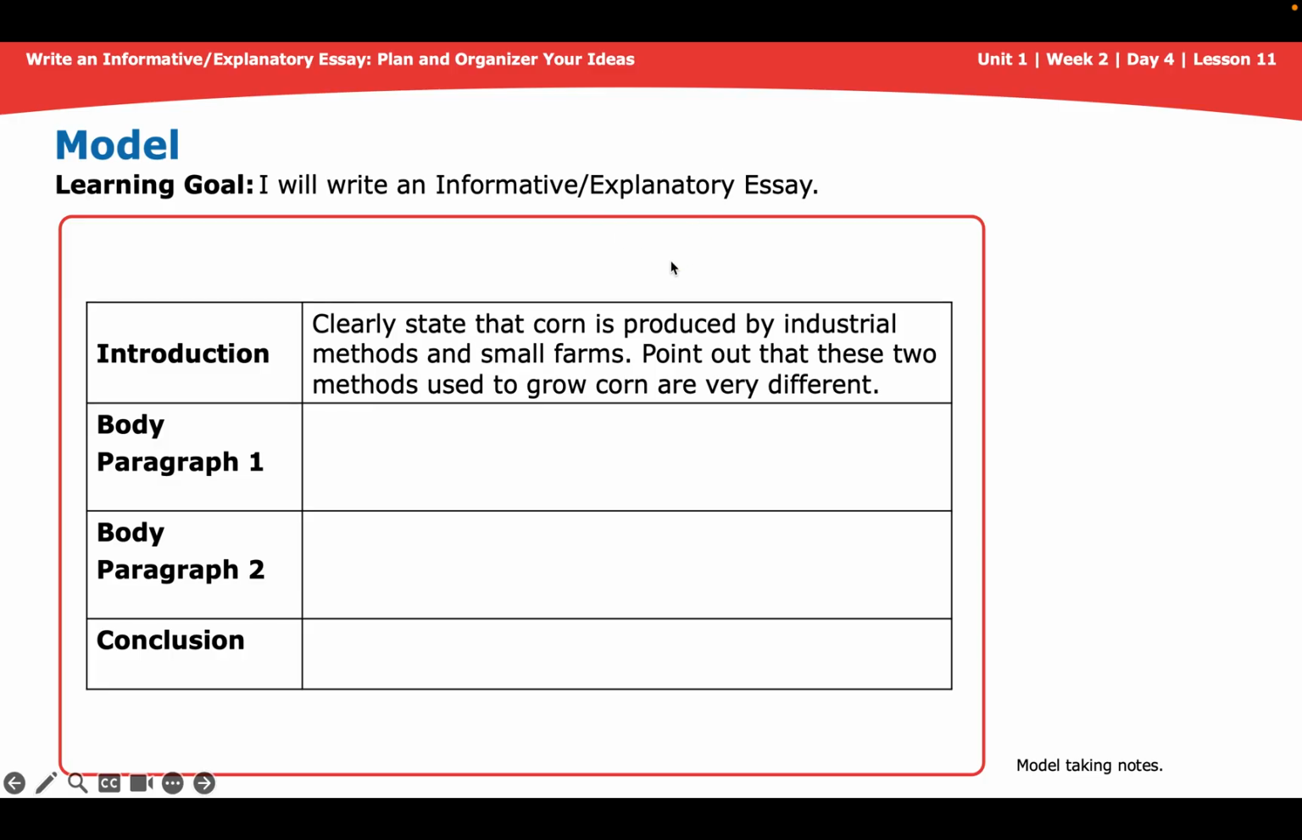So my introduction needs to, and you are just planning, you're not really writing everything out. You're basically talking about what you're going to write about in each of these. So in my introduction, I put that I'm clearly going to state that corn is produced by industrial methods and small farms. I need to make sure that these two methods used to grow corn are very different.